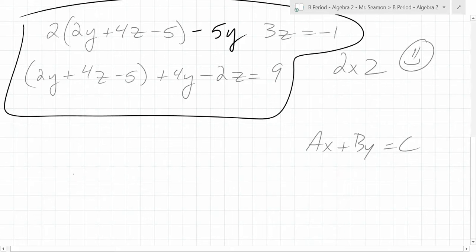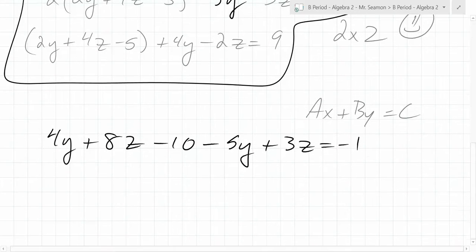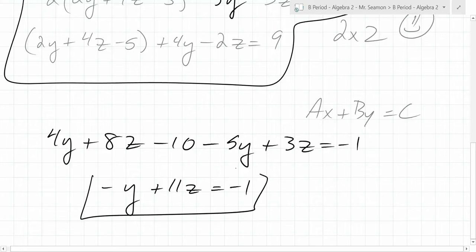So now what does it simplify to? 4y plus 8z minus 10 minus 5y plus 3z equals negative 1. Does that look a little better? Yeah, so you got this right, negative y plus what? 11z equals... not negative 1. What does it equal? 9. So there's our first equation.